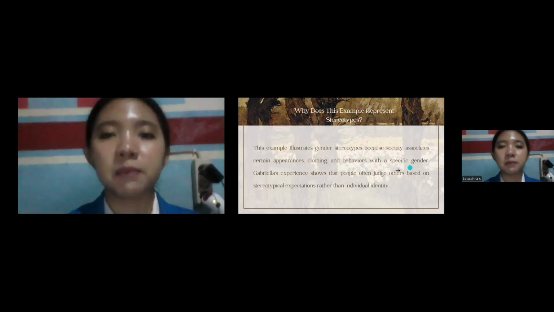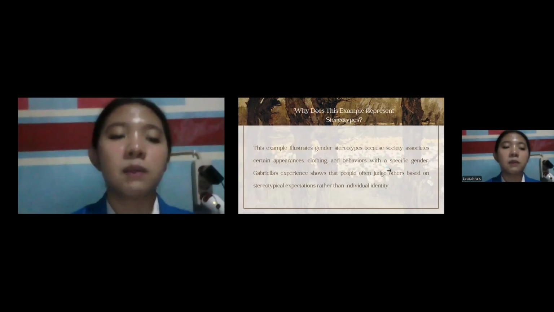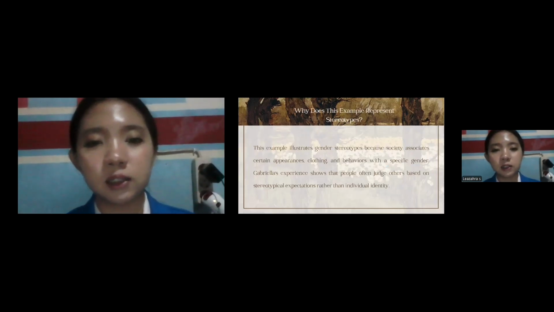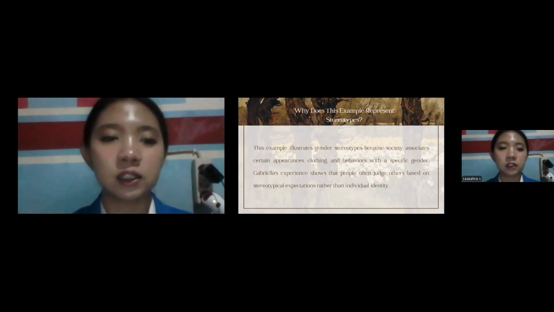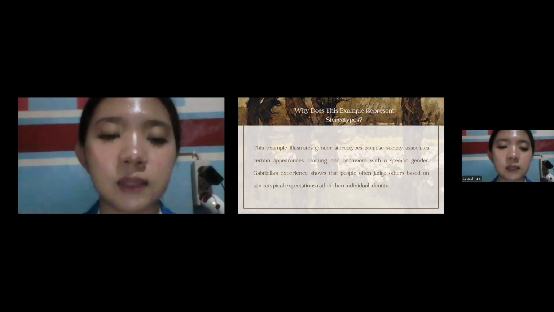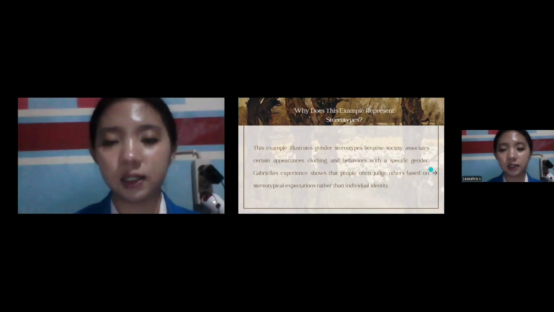Why does this example represent stereotypes? Because this example illustrates gender stereotype because society associates certain appearance, clothing, and behavior with a specific gender. Gabriella's experience shows that people often judge others based on stereotypical expectations rather than individual identity.